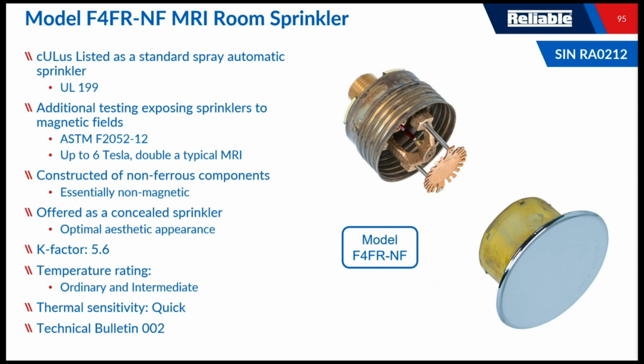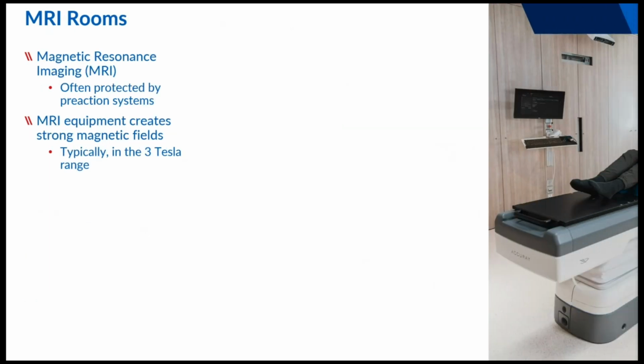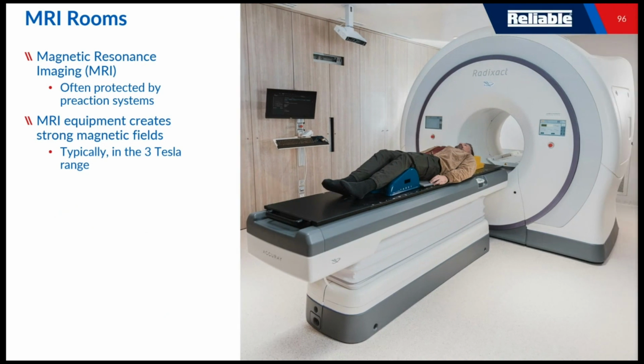The concealed sprinkler is obviously the most optimal aesthetic appearance possible, and you can find out more about it in Technical Bulletin 002. So we mentioned the magnetic resonance imaging machine. This basically typically is going to create a field within 3 Tesla, and those sprinklers have been evaluated up to 6 Tesla, so about double of what a traditional MRI machine would work with.